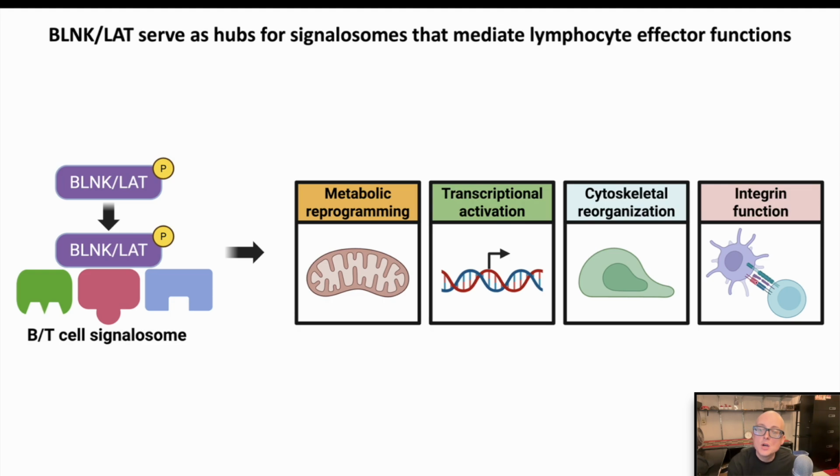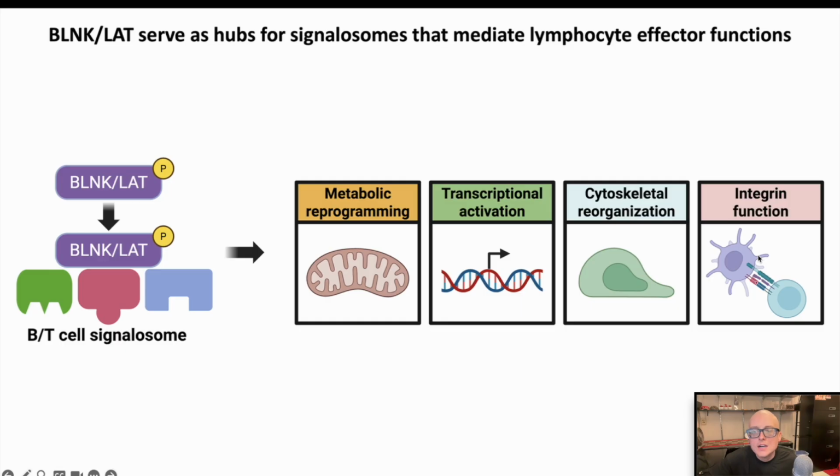Finally, a major module of function that is unlocked by the B cell or the T cell signalosome is the activation and expression of molecules called integrins. Integrins we haven't really talked about yet, but the main point that I want to make is that these are molecules that help lymphocytes sort of stick to things and sort of tether themselves physically in space, either to cells that they want to continue to interact with or to tissue microenvironments, the extracellular matrix, where they want to hang out.